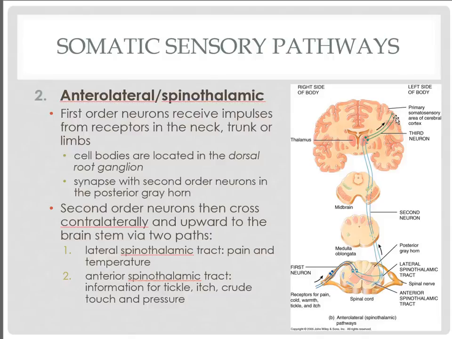Now, which types of neurons will travel through the lateral as well as the anterior? Lateral typically conveys pain and temperature information. So receptors that receive pain and receptors that measure thermal sensory information will typically utilize the lateral tract, while the anterior tract will typically allow for the sensation of tickle, itch, crude touch, and pressure. So again, general sensory touch information that utilizes the anterior tracts.